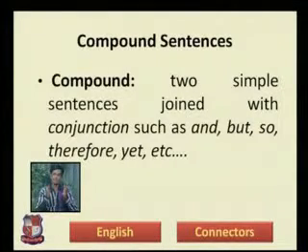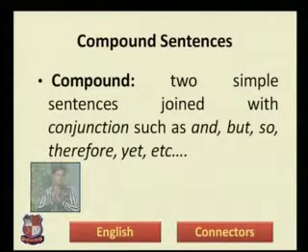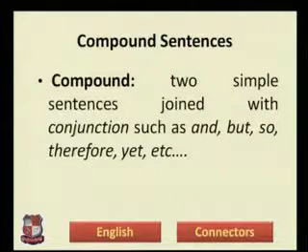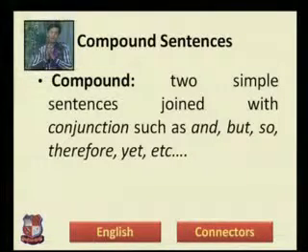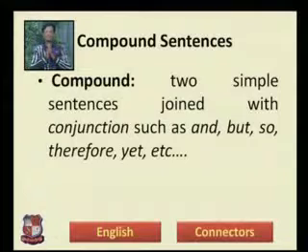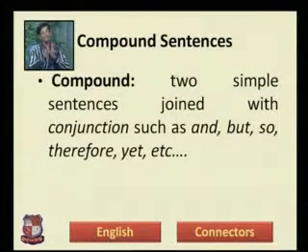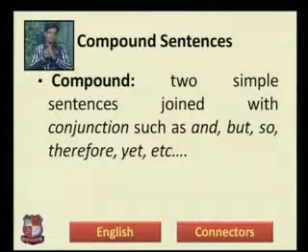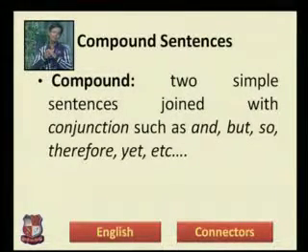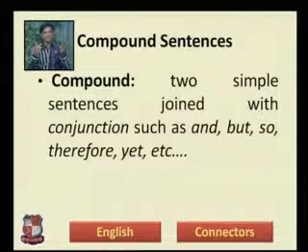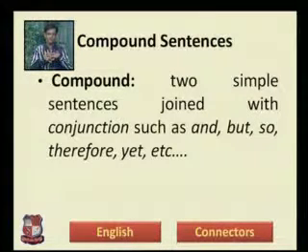conjunctions, or you can say connectors, and those conjunctions or connectors are and, but, so, therefore, yet, etc. Suppose I say, I am a teacher and this is my school. So in this sentence, I is a subject, am a teacher becomes a predicate, and is a conjunction. Again the next sentence, this is my school. In that sentence, this becomes a subject and is my school becomes a predicate. These two simple sentences are joined with the conjunction and.